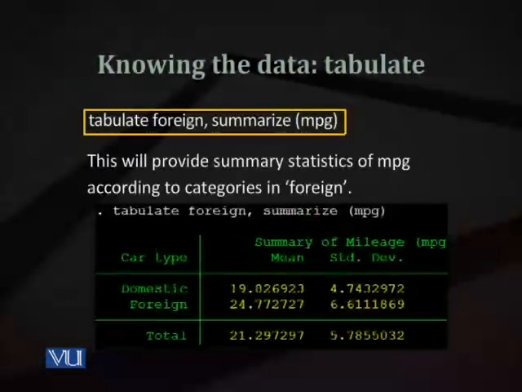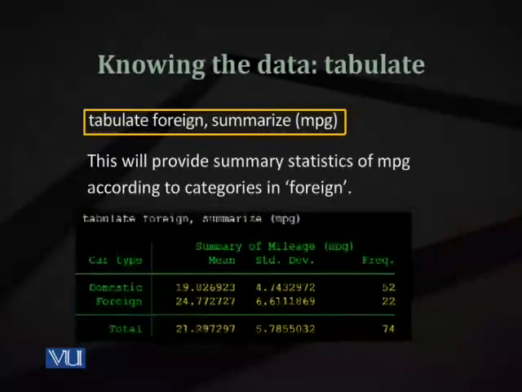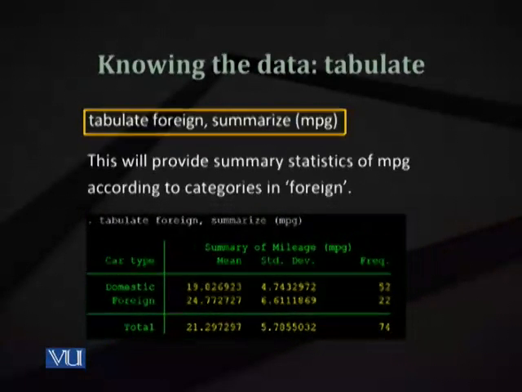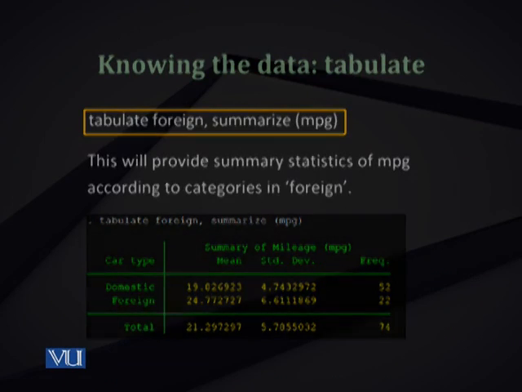So for the imported cars, you have separate summary statistics of MPG, and for the local cars, you have separate summary statistics of mileage per gallon. And you have a total as well. As you are seeing on the screen, you have three rows. One is the summary statistics of mileage per gallon for the domestic cars only. The second is summary statistics for the foreign cars only. And the third one is for both of them combined.